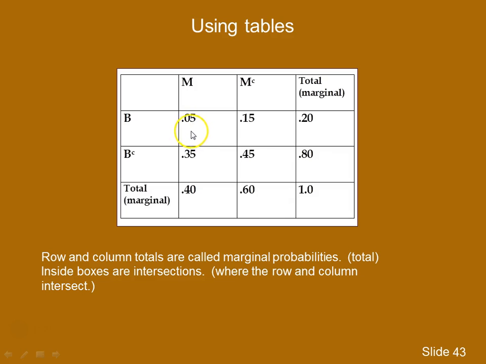Once we know that intersection, and we know these row and column totals, we now have all the other intersections too, because these rows have to add up to the totals, and these columns have to add up to the totals. So once we had 0.05 here and 0.2 out there, we know that this intersection had to be 0.15, and so forth.